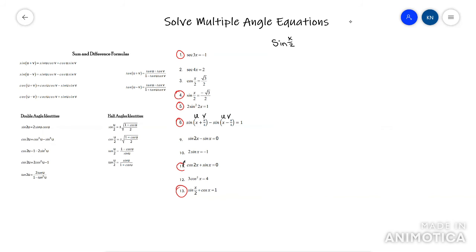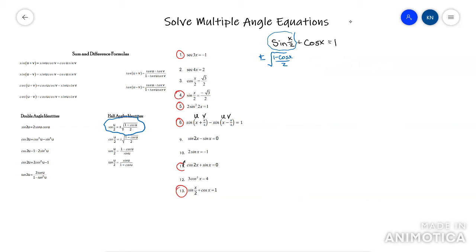Sine x over 2 plus cosine x equals 1. You're going to have to change something. You can't have both sine and cosine. That's not going to work. So you're going to have to change this sine x over 2. All right. And so sine x over 2 will become this right here. So you can change it to a plus or minus root of 1 minus cosine x over 2.